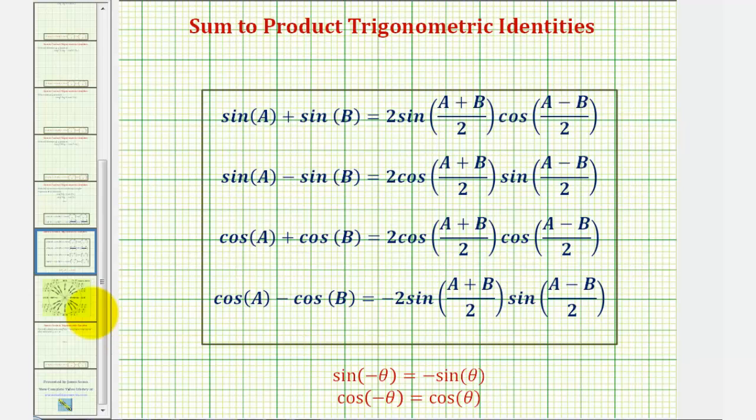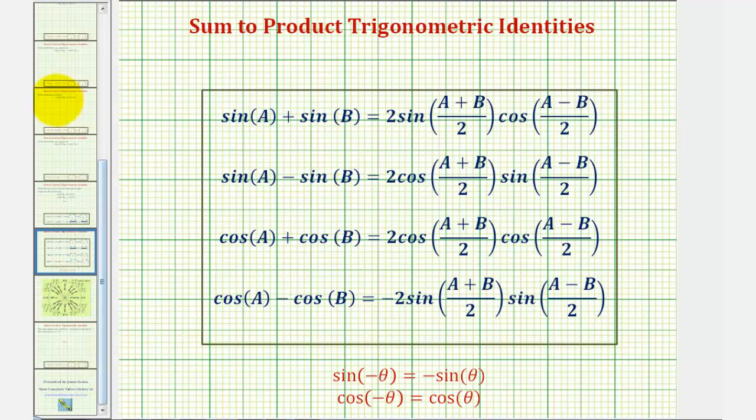In our two examples, we'll be working with these last two identities, where we have cosine A plus cosine B and where we have cosine A minus cosine B. One thing to mention about the sum, it's typical to have A be the larger angle, and therefore on the right side, A plus B would be positive, and so would A minus B. It's not a requirement for A to be greater than B, but if we did have a negative angle over here on the right side, we typically would perform a substitution using a negative angle identity given here below.